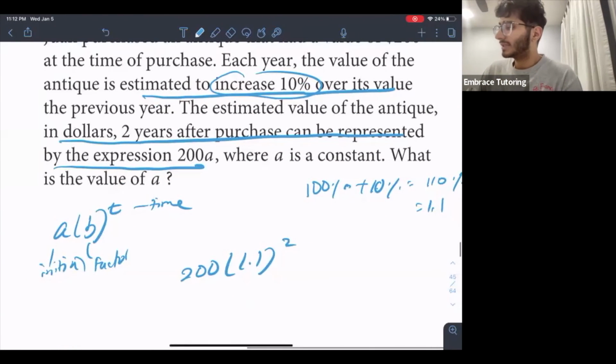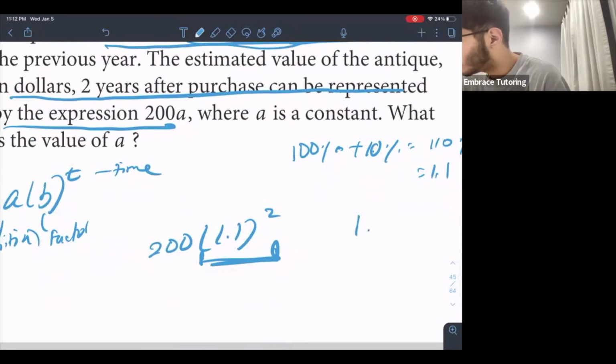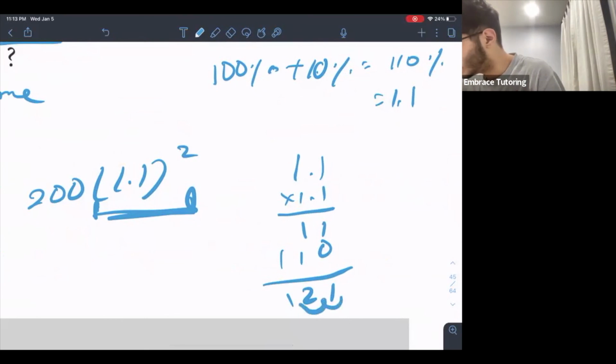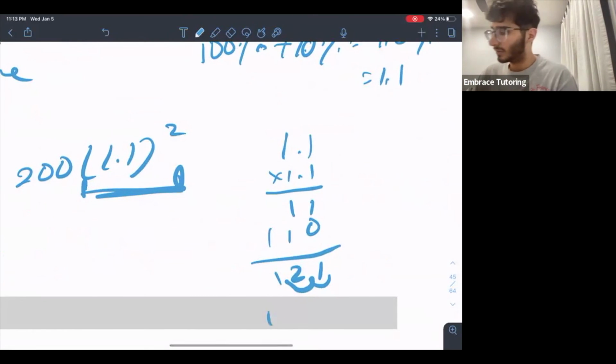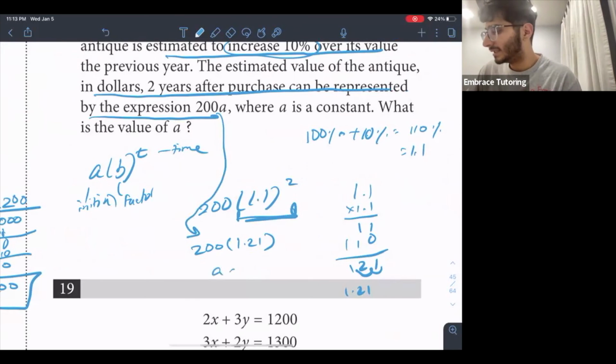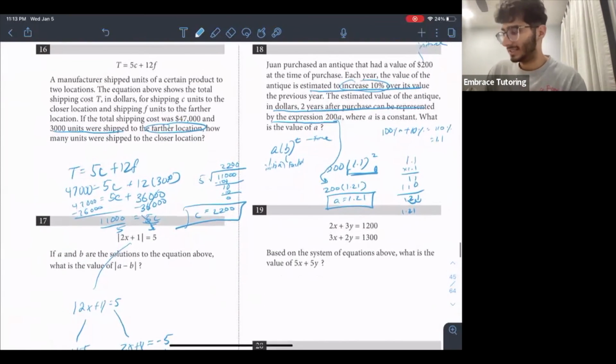And now, since they're saying that the expression can be expressed by 200A, we know that they simplify this part right here. So this could be 1.1 times 1.1, which gives you 1 times 1 is 1, 1, 1, 2, 1, and then move the decimal place twice because it's 2 decimal places, so it'd be 1.21. A simplified version would be 200 times 1.21. So you know A is equal to 1.21. That is our answer for question 18.